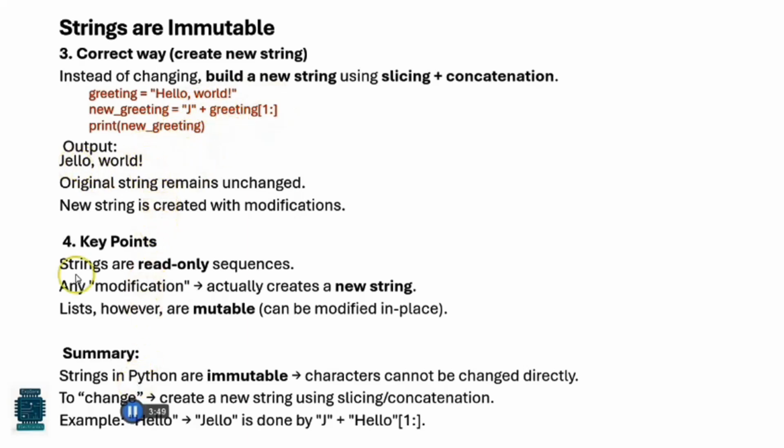Very clear? Strings are read-only sequences. I cannot modify anything there. If I want to modify, I have to create a new string. Got it? Lists, however, are mutable. A list can be changed. It can be modified in place. Strings are immutable because the characters cannot be changed directly. To change, I have to create a new string using slicing and concatenation, as I have explained in this example. That is hello to Jello. It is done by J and ello, that is concatenation and slicing.